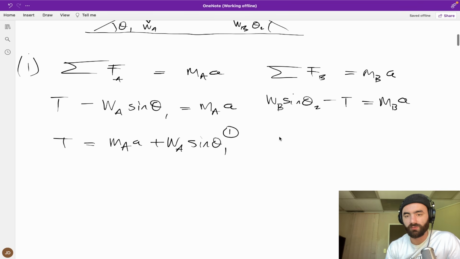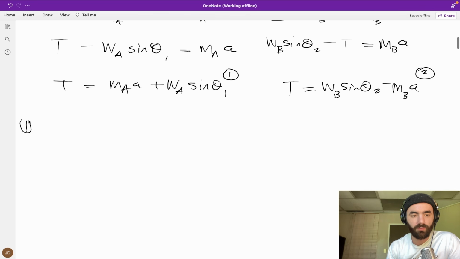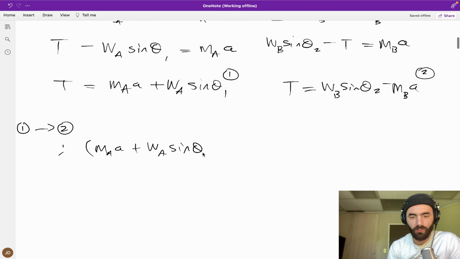I guess let's rearrange this for T as well, so we can easily sub them into each other. Get T equals WB sine theta 2 minus MB A. That's equation 2. So we sub equation 1 into equation 2. We'll get MA A plus WA sine theta 1 equals WB sine theta 2 minus MB A.